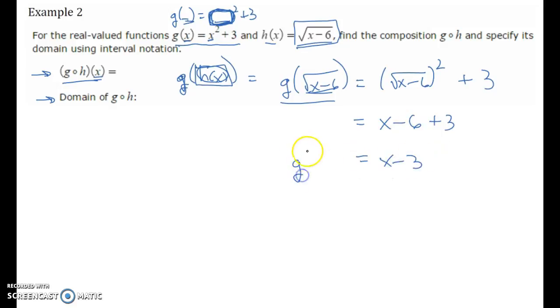Now you might think that that's the whole answer, but that second question about the domain changes things a little bit, so you definitely want to check that out in the next video. But that's basically how you take one function and plug it into another.